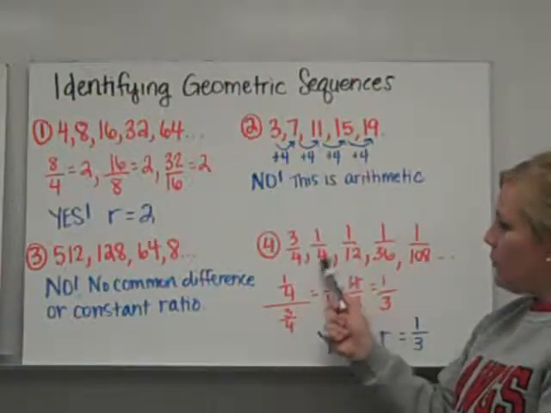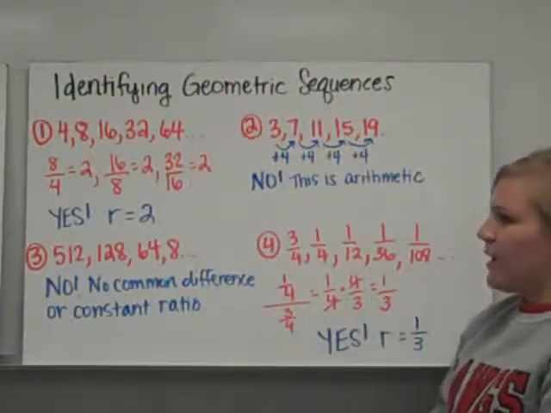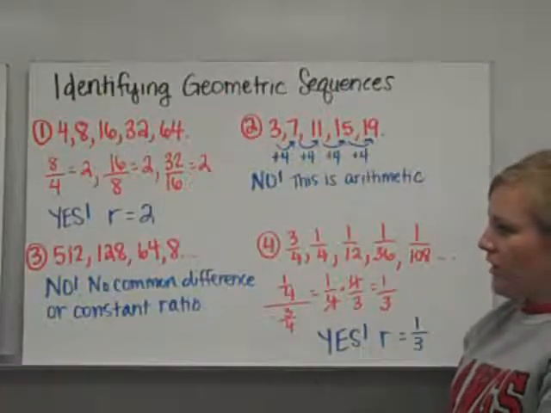If you were to do this with 1/4 and 1/12, you would end up getting the same answer, and with consecutive terms throughout the sequence. This is known as a geometric sequence.